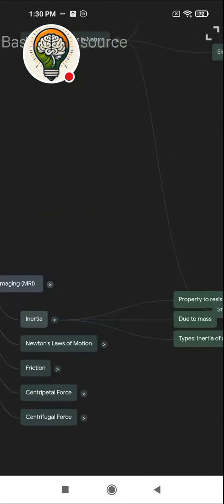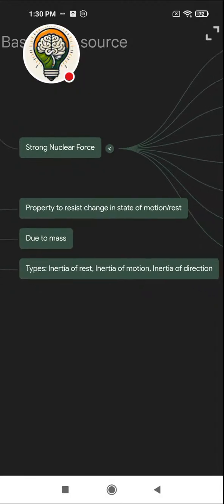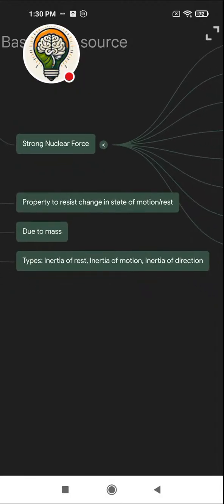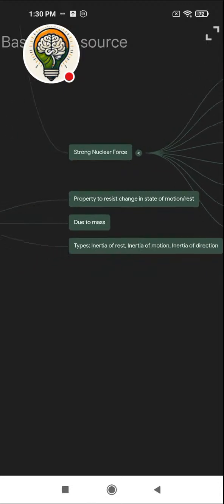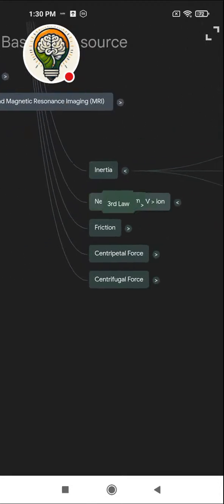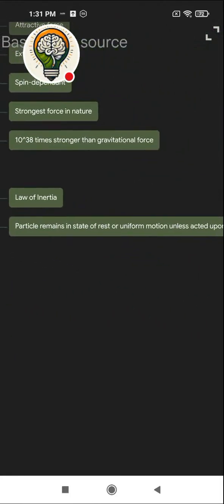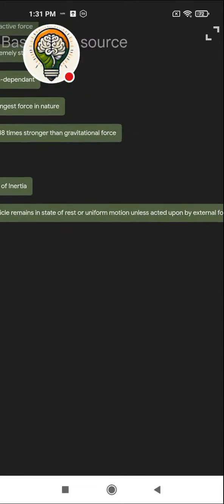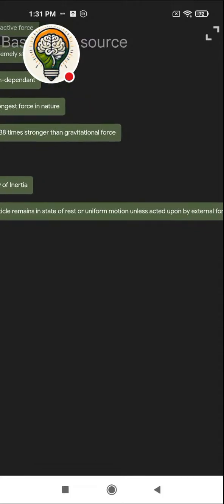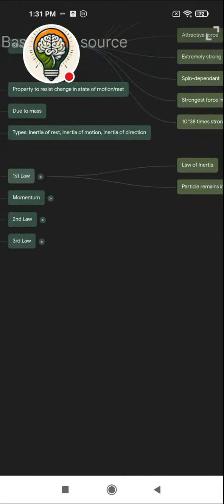Then comes inertia: the property to resist change in the state of motion or rest, due to mass. Types of inertia are inertia of rest, inertia of motion, and inertia of direction. Then Newton's laws of motion. The first law, the law of inertia: a particle remains in the state of rest or uniform motion unless an external force acts upon it.